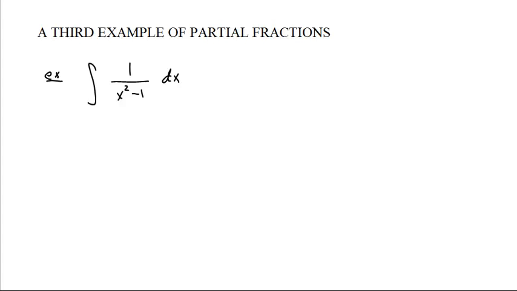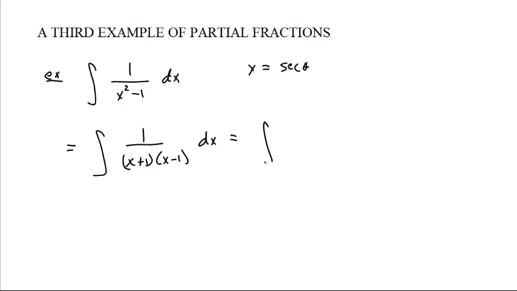Here's another example of partial fractions. Normally you look at this and you'd say, well, x should be the secant of theta, etc. But you could also look at this as 1 over x plus 1 times x minus 1 dx, which splits into partial fractions as a over x plus 1 plus b over x minus 1 dx, which if you recombine it becomes what?